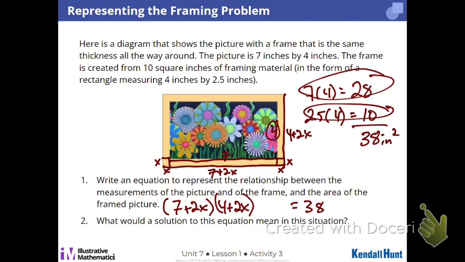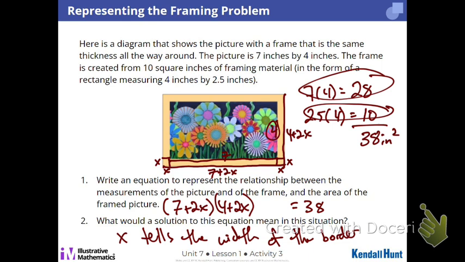We've got the equation. So if I could figure out what x is, what would x tell me? The width. It just tells us the width of the border. But we could use that to then get the length of the border, right? Yep, because it has to be the same width all the way around.